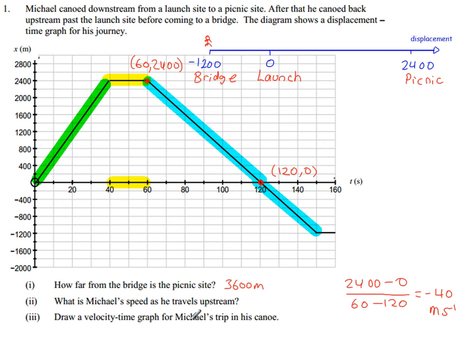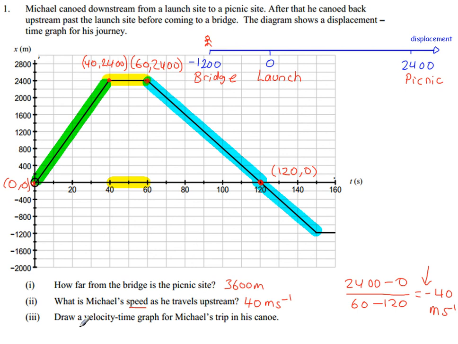But remember, the question is saying speed. Speed is a scalar. So this minus 40 is giving us a velocity. So the speed would be 40 meters per second. I've added the coordinates for this point and this point on our displacement time graph.